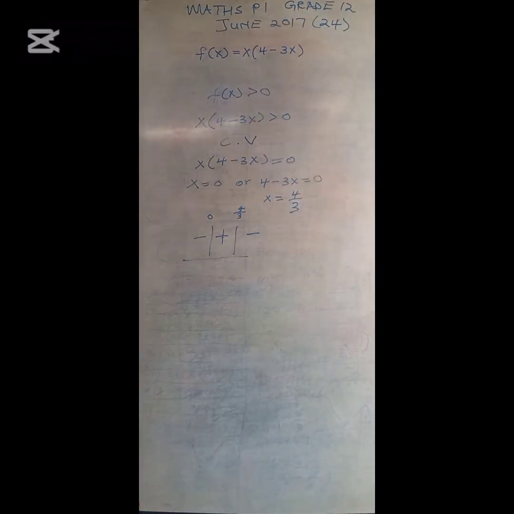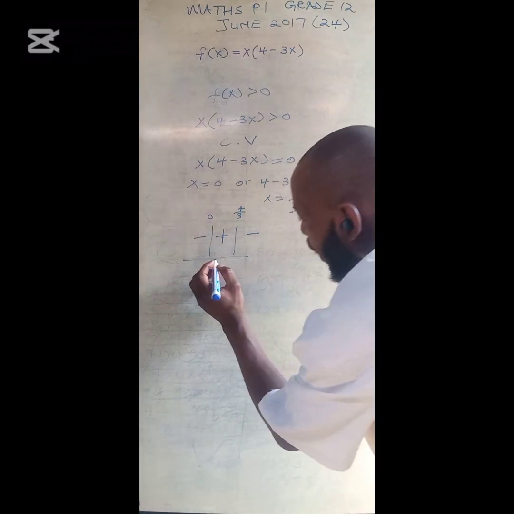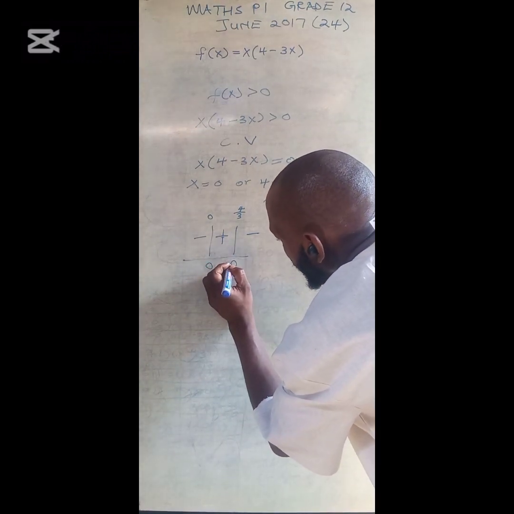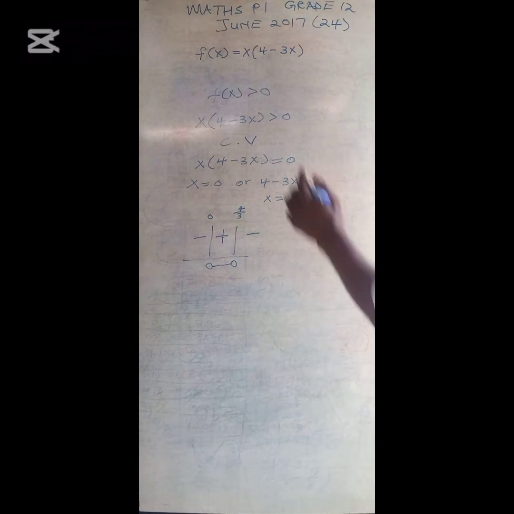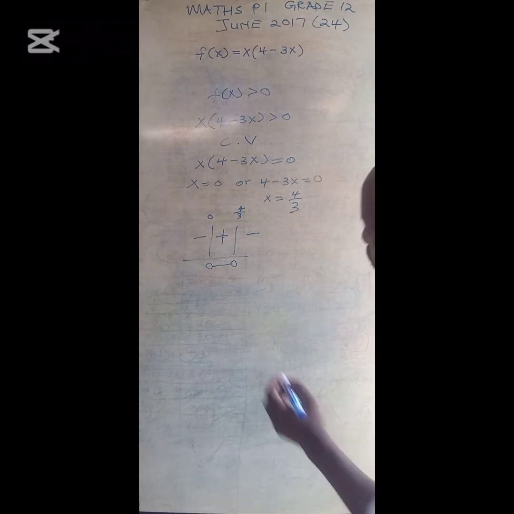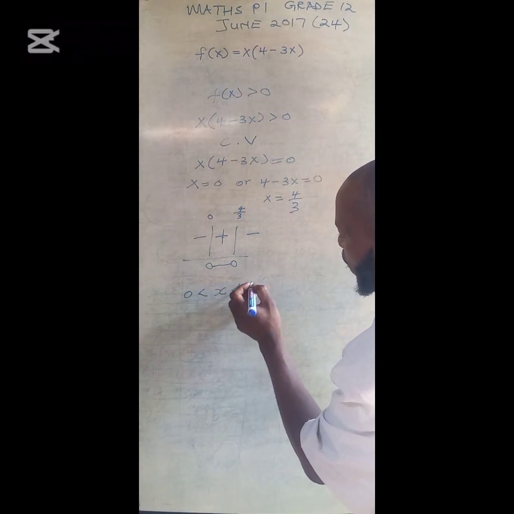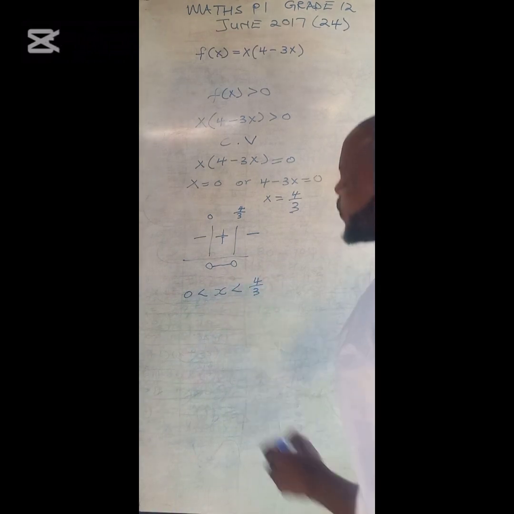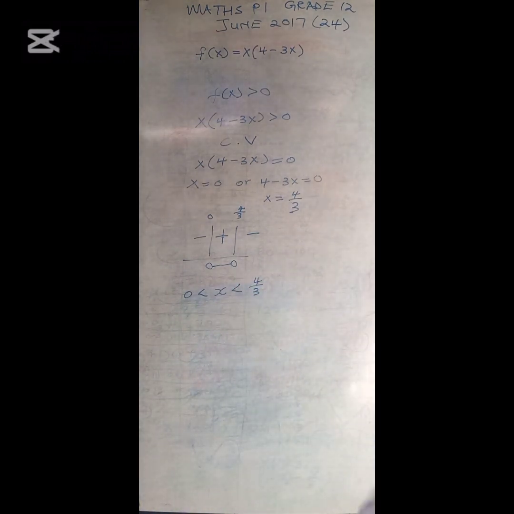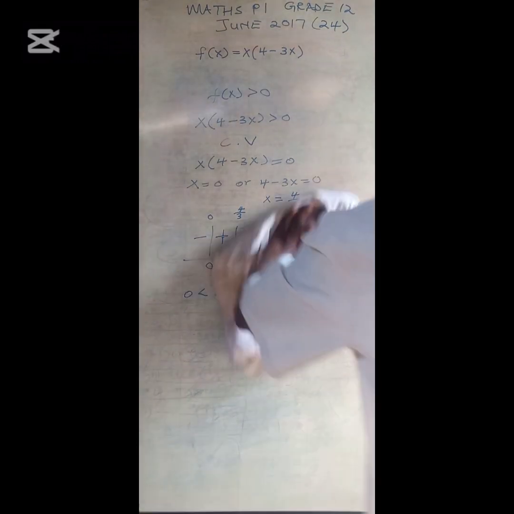So we are looking for numbers that are greater than 0. All numbers that are greater than 0 are positive. So our solution lies here, right? 0 and 4 over 3 are not included because our inequality is strictly greater. So our solution: x must be greater than 0 and x must be less than 4 over 3, right? Okay, moving right along.